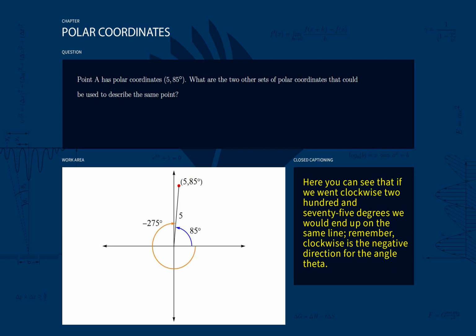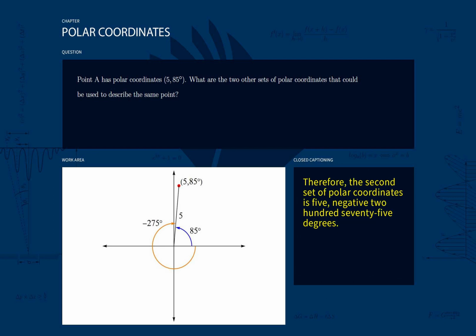Here you can see that if we went clockwise 275 degrees, we would end up on the same line. Remember, clockwise is the negative direction for the angle theta. Therefore, the second set of polar coordinates is (5, -275°). To get the other set of coordinates, you need to understand how to plot a negative r value.